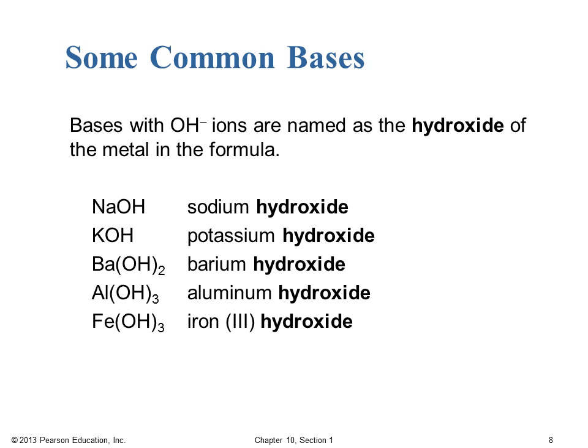Some of the common bases are listed here. You can see that many of them have the OH ion, which is the hydroxide ion. Their names typically contain the hydroxide name within the chemical name of the base. Here we have metals. All these are metals with the hydroxide ion.